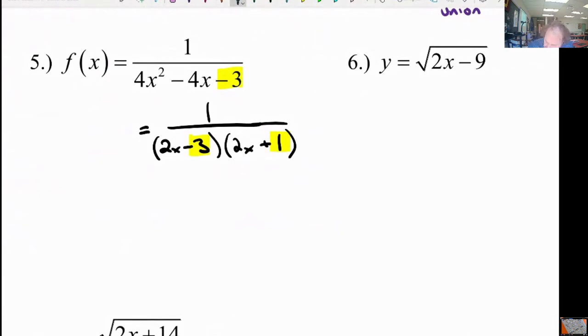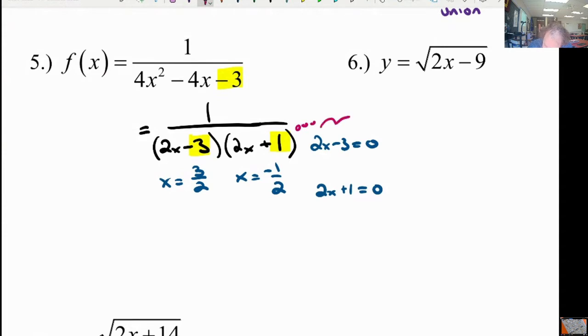Now, what this means for us is that if x is equal to 3 over 2, or if x is equal to negative 1/2, we're going to get problems. All I'm doing there is solving the quick math problems of 2x plus 1 and 2x minus 3 equals 0 in my head. That's the thought bubble happening right now. That's where I got those numbers from, 3 over 2 and negative 1 over 2.